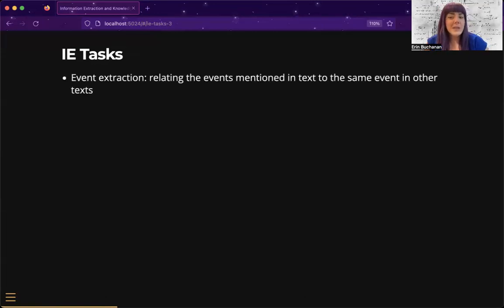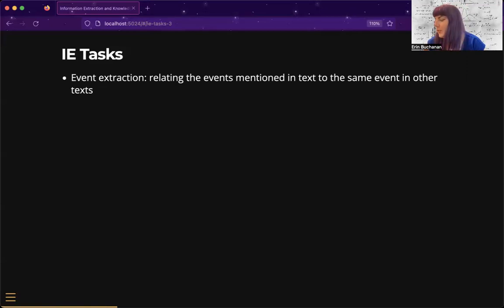Now, the more complicated tasks, so these two slides are split for a reason, are taking those first 4 or 5 options and applying them to then do something else. So event extraction is a named entity task because you're extracting events and there are date and time information. Okay? But then you're also using relationship information to relate them to other texts.